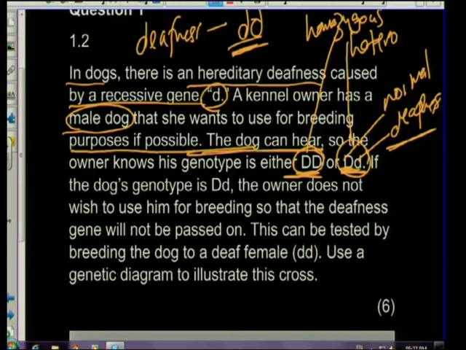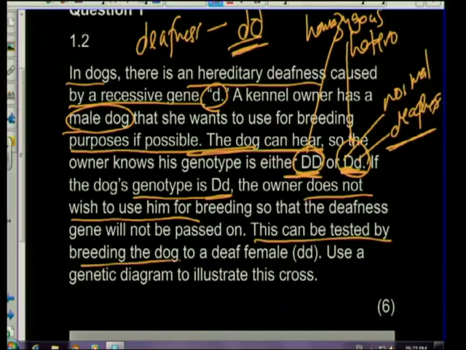Now the problem is, if the dog's genotype is capital D small d, which is heterozygous, the owner does not want to use him for breeding purposes, because if this dog is mated with another heterozygous dog, then there's a 25% chance of them having offspring who are deaf. And this is a kennel owner. He wants to make money with dogs. Nobody's going to buy a deaf dog from him.